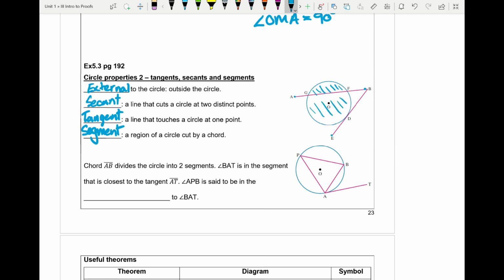In this case here, we've got chord AB. It divides the circle into two segments. Angle BAT is the segment that is closest to tangent AT. Angle APB is said to be in the alternate segment to BAT. So if we've got one segment here, we've got the alternate segment over here. Let's actually do that in a different color. So we've got our alternate segment in the orange there.